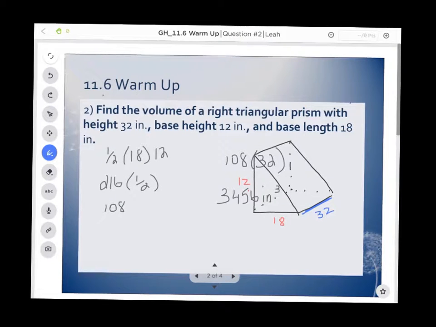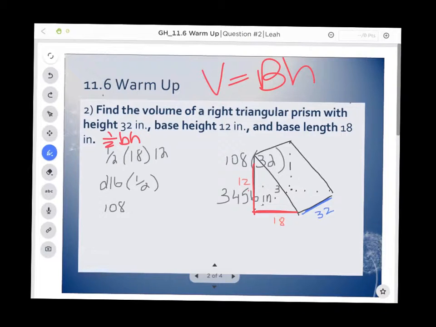All right, number 2, find the volume of a right triangular prism with height 32, base height 12, base length 18. So the base height and the base length are telling you that those are the segments of your right triangle. So I drew it on there for you, but make sure you know how to draw these things out because you're not always going to get a picture. So the right triangle would be the base. Again, this is a prism, so volume equals base area times height. This time the base is a triangle, so 1/2 base times height, and that's base of the triangle times the height of the triangle. So base and height are 12 and 18.